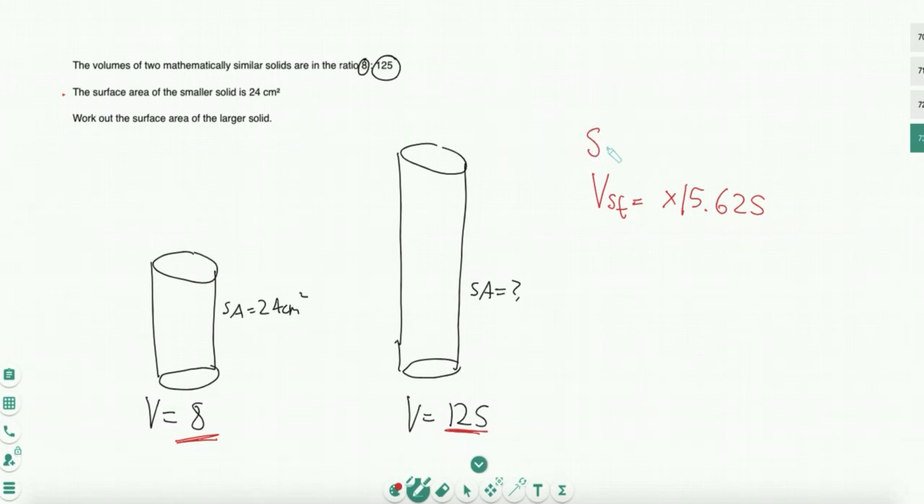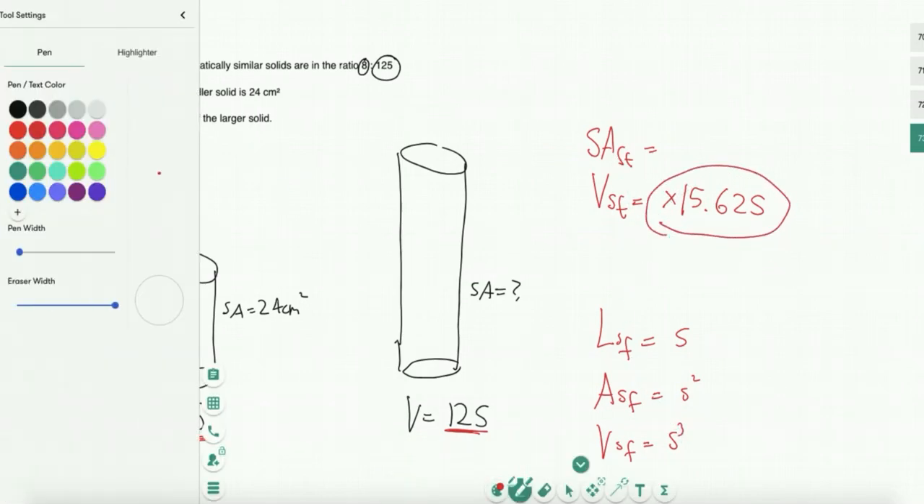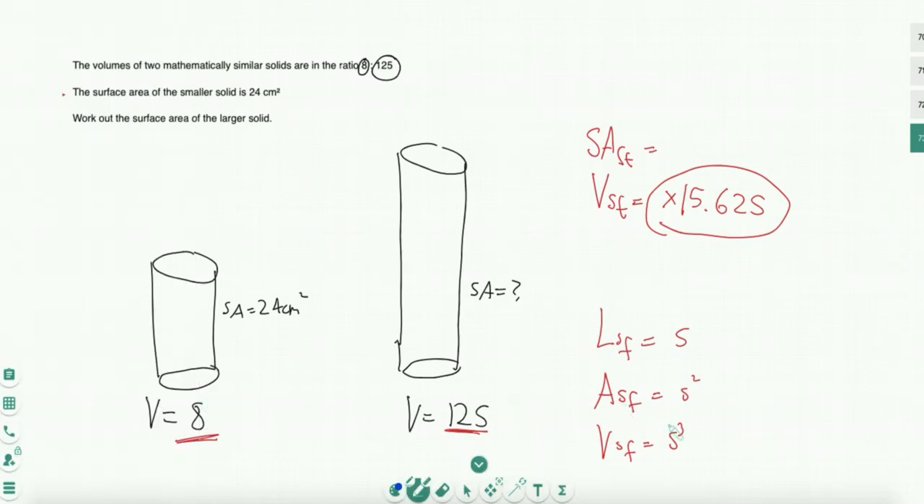So I want to find the surface area scale factor. Let's go back to our cheat sheet. So if the length scale factor is s, the surface area scale factor is s squared, and the volume scale factor is s cubed. And in this case, we know the volume scale factor. So we can say, cool, s cubed is equal to 15.625. And I need to find the area scale factor, which is s squared. So that's our goal. We have to find s squared.